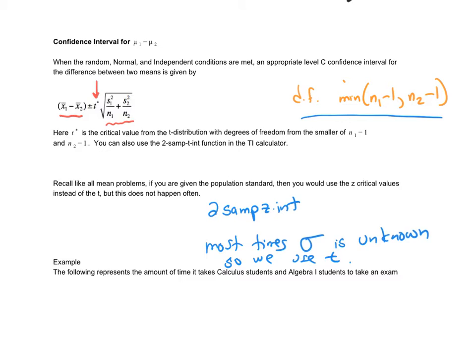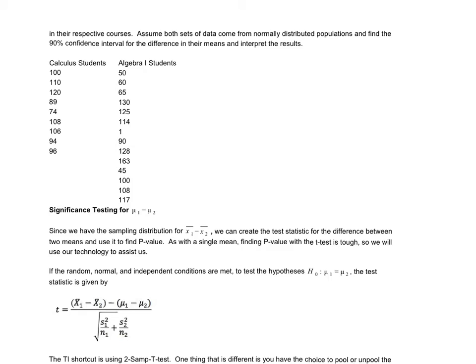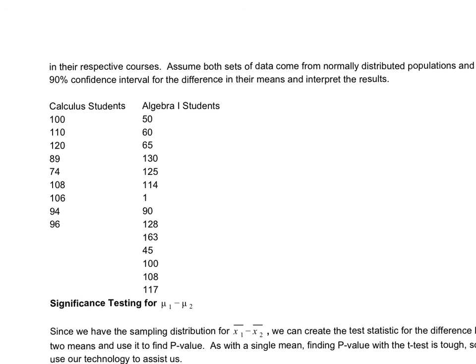So let's look at an example of how we can make this interval. The following represents the amount of time it takes calculus students and algebra 1 students to take an exam. So we have some data here, a bunch of calculus students and a bunch of algebra students. It says assume both come from normally distributed populations, so that's not really an issue. And we want to find the 90% confidence interval for the difference in their means and interpret the results.